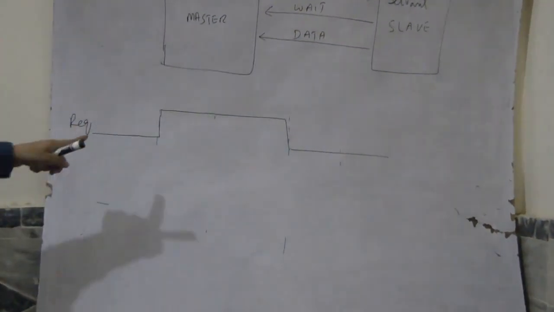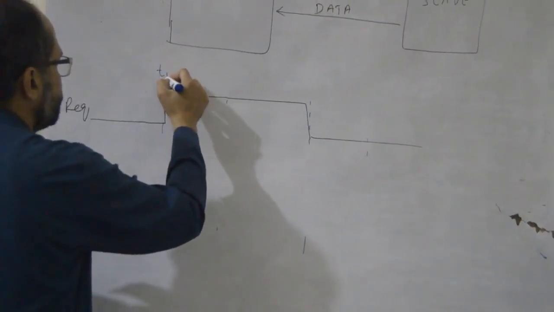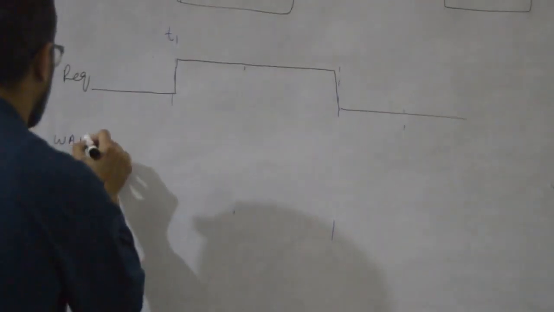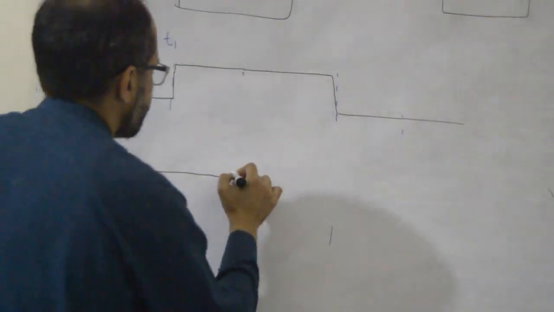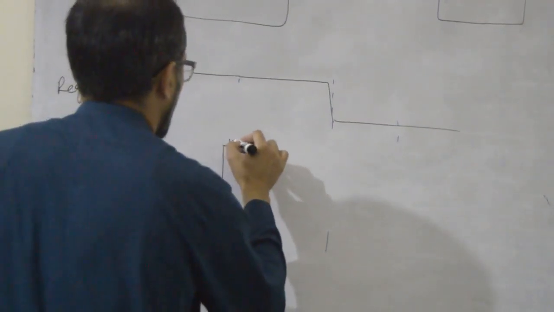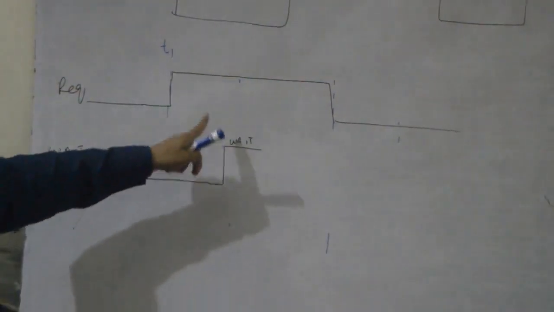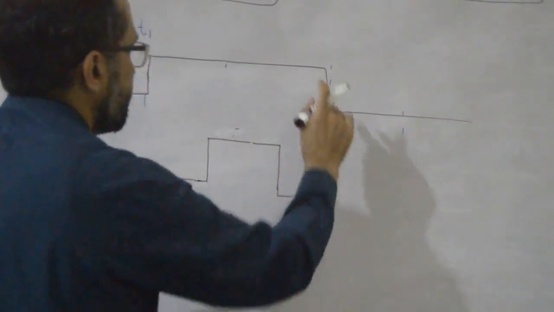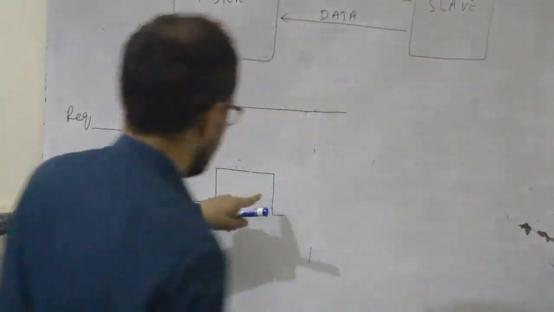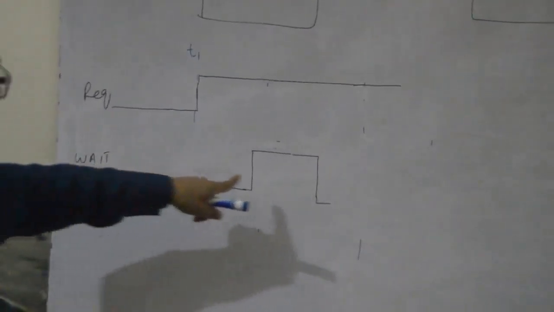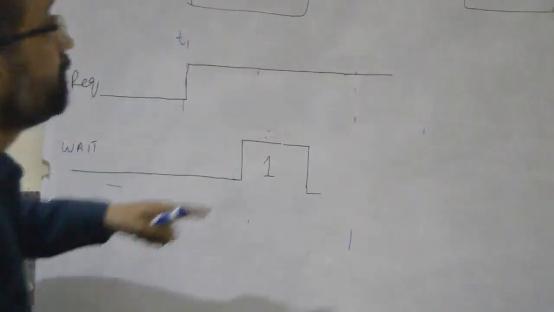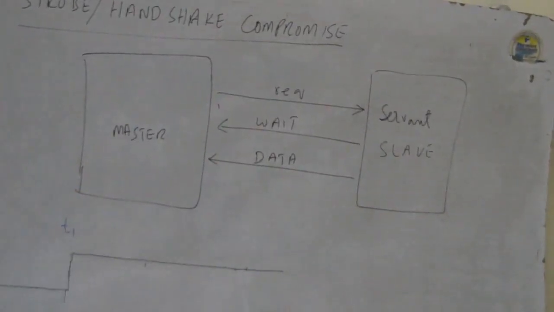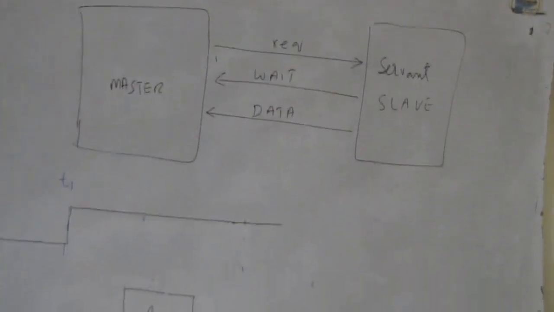Let's assume this is time T1. The master makes a request and in response the device puts a signal, wait. The wait signal is high, so this is a wait signal and it's 1. Wait is 1. It means that the servant is not able to service this request and the master has to wait for some time.